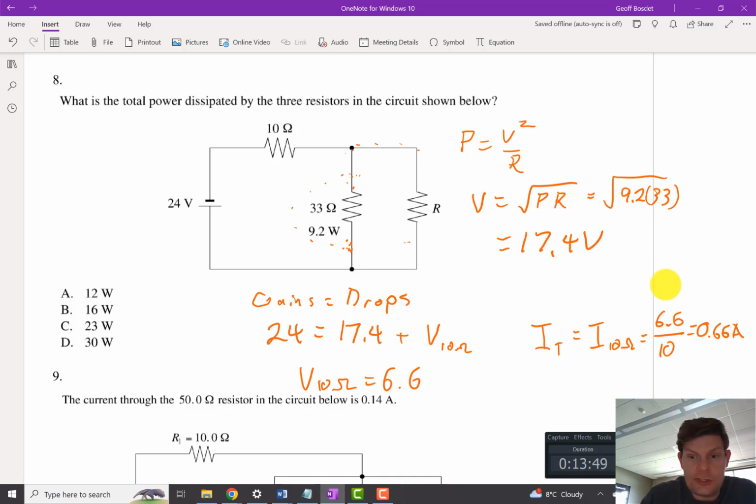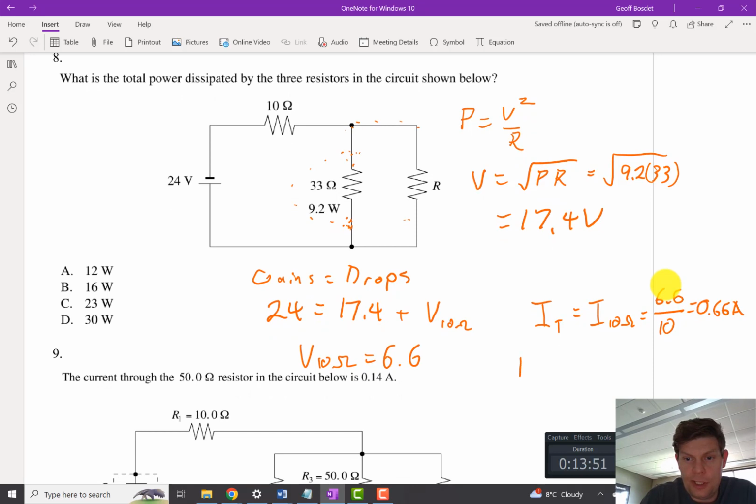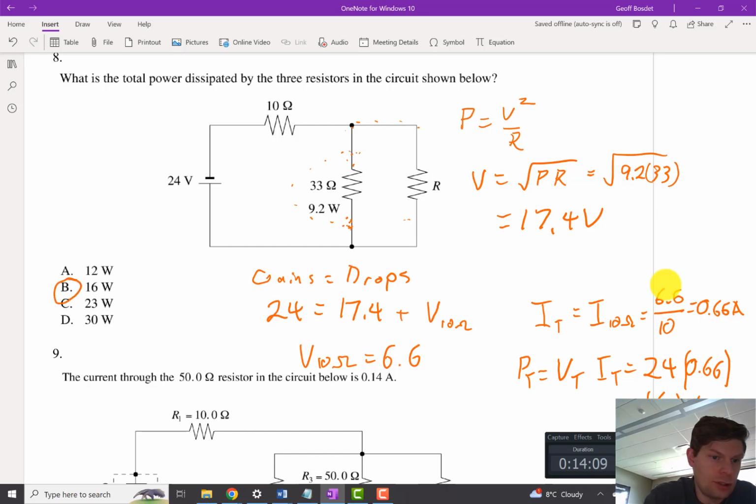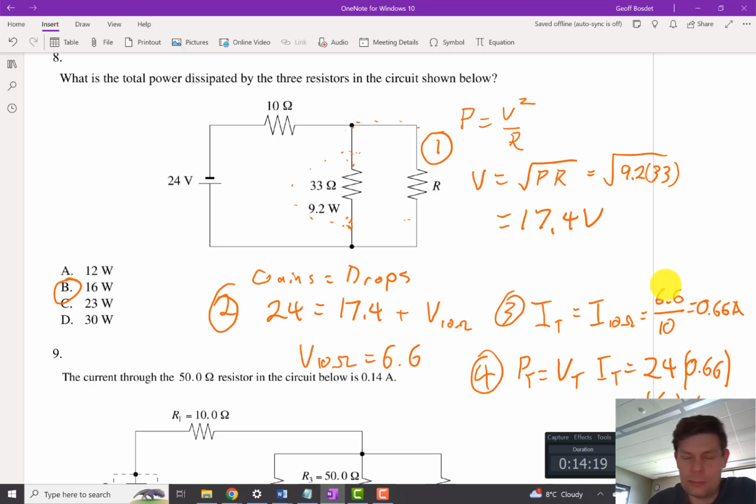And I know my total voltage is 24. So my total power is equal to my total voltage times my total current. And so that's just 24 times 0.66, which is basically like 2/3. 2/3 of 24 is just 16 watts. And that's how that sucker is done. Easy. A mere 1, 2, 3, 4 steps. Not a problem.